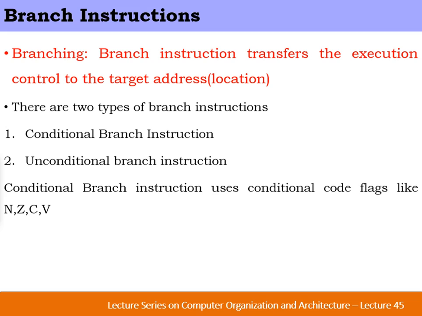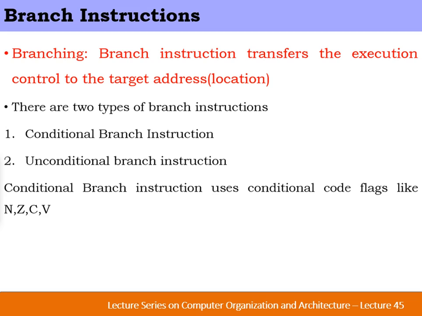If that condition is satisfied, then only it will move to that particular target address. If the condition is not satisfied, it is going to execute the next instruction. In case of an unconditional branch instruction, it will be without checking for any condition. By default it has to go to the particular target address. That is called an unconditional branch instruction.